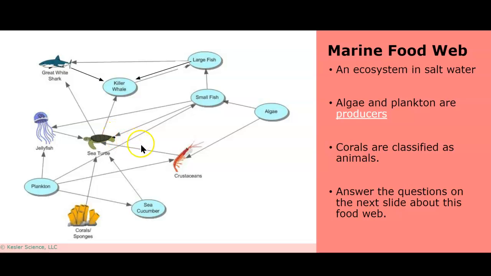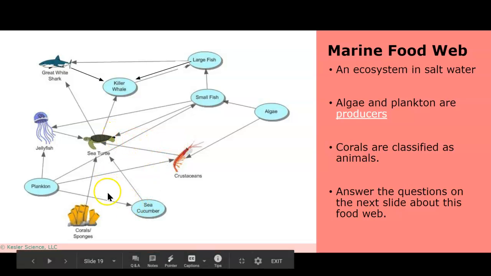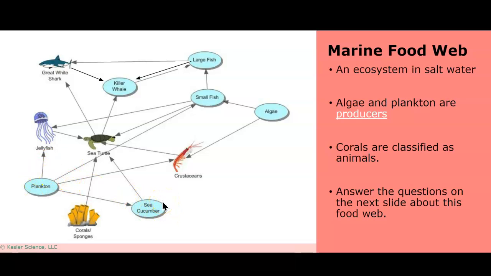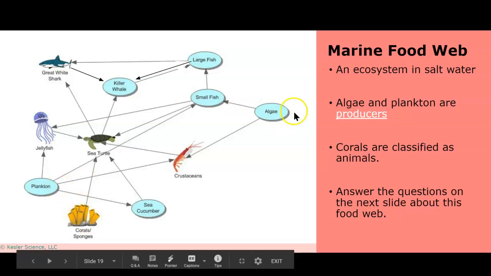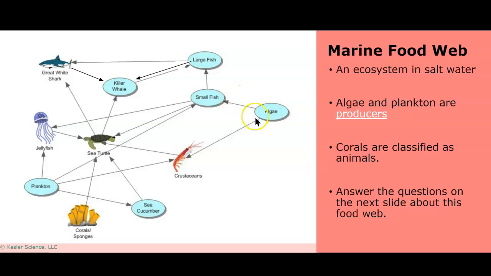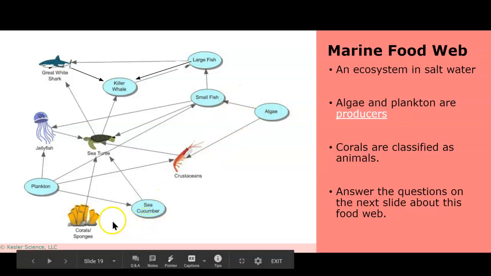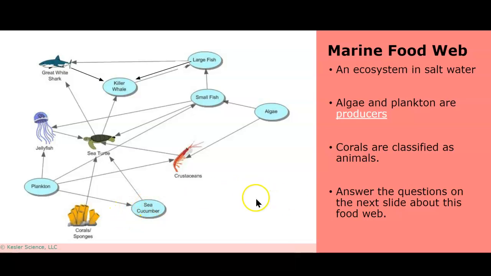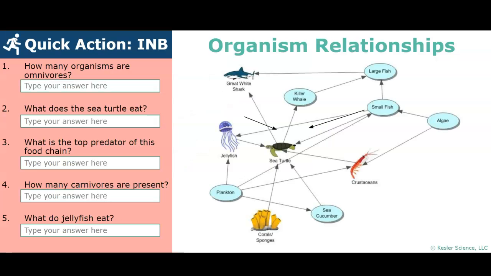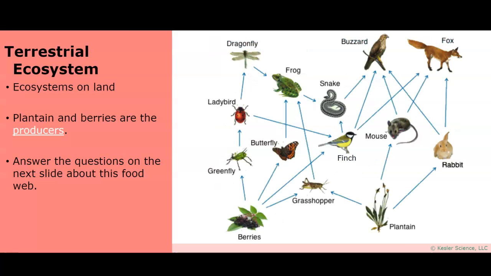So you can see this marine food web, and the producers are the plankton and the sea cucumber. I'm sorry, the plankton and the algae are the producers, because as you see, there's no arrows going back toward them. And the next slide is going to have questions about this particular food web. So you see the food web, and you'll need to go back and check the vocabulary if you do not remember what omnivores mean or carnivores mean.